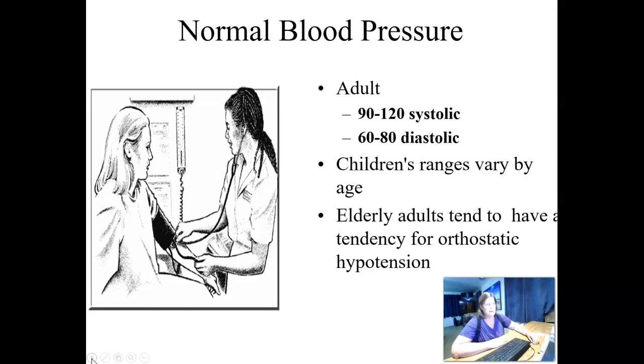Children's ranges vary by age, but they are lower. So their heart rates are faster than an adult. Their respiratory rate is going to be faster than an adult, but their blood pressures are lower.